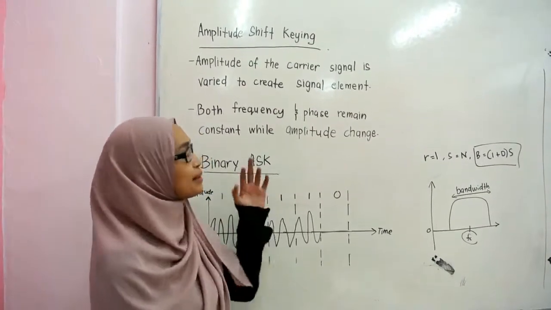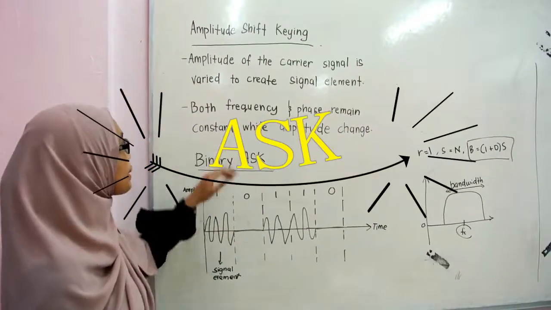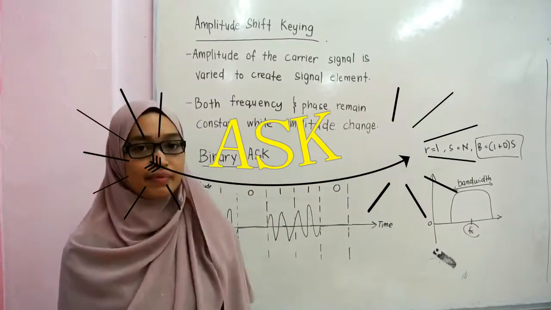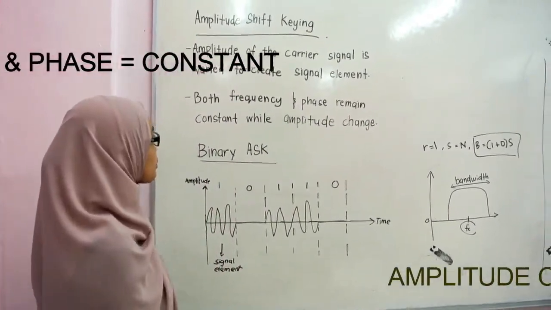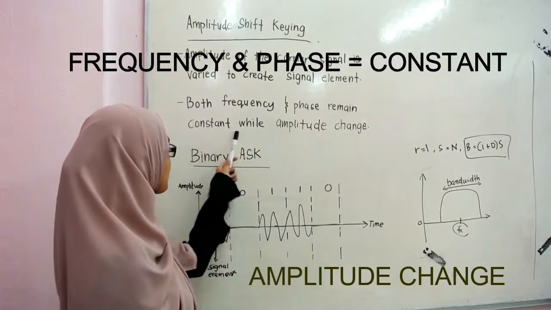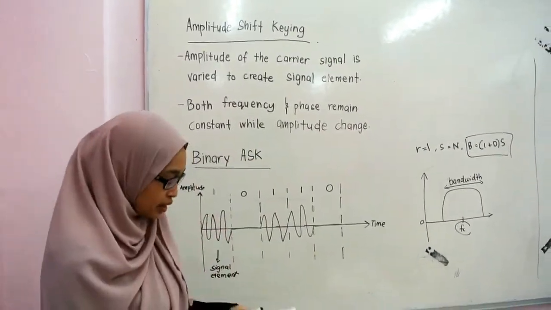Today I will present about amplitude shift keying. The amplitude of the carrier signal is varied to create signal elements. Both frequency and phase remain constant, meanwhile the amplitude will change.